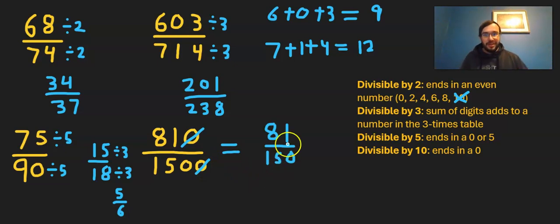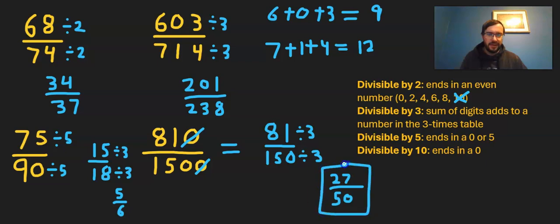And also, check this out. 8 plus 1 is 9. 1 plus 5 plus 0 is 6. Both of these numbers are actually divisible by 3 as well. So we could keep this going if we wanted, which we should, because we should always simplify our fractions fully if we can. 81 divided by 3 is 27. And 150 divided by 3 is just 50. And I think that's as far as we can go on that one. Yeah, we can't actually simplify that any farther, so that would be our final answer for that one.